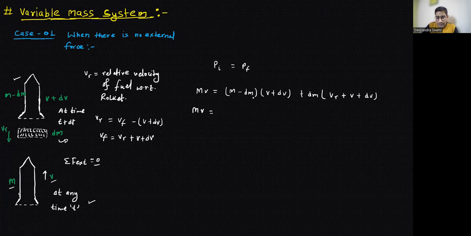and solve it, we can write m into v on the left side, and on the right side we write m into v and m into dv, then minus dm into v, minus dm into dv, and then opening the fuel term, that will be dm into vr plus dm into v plus dm into dv.